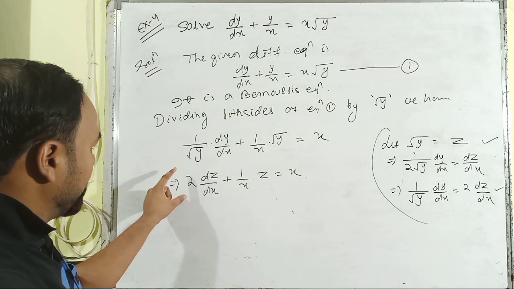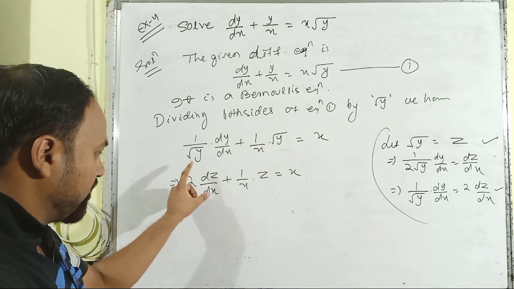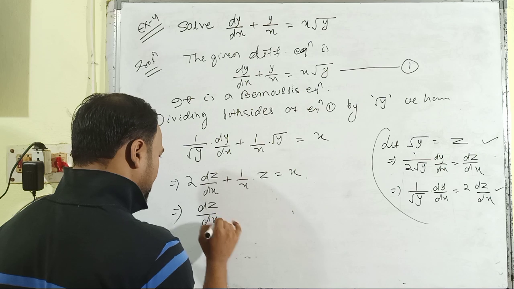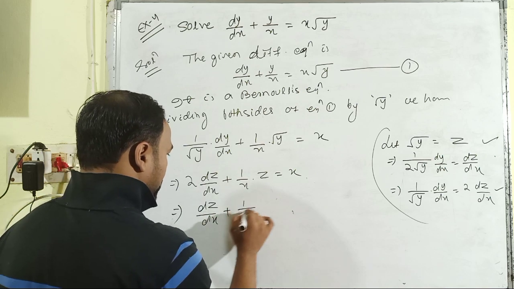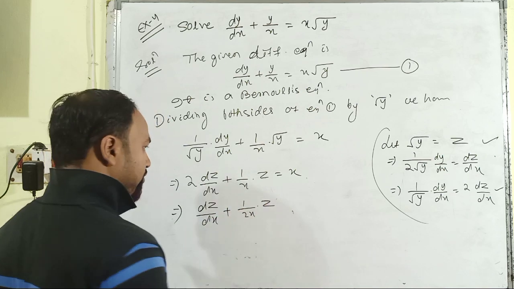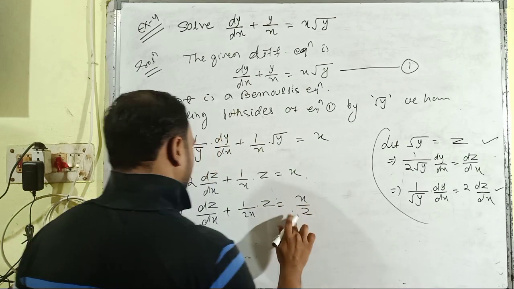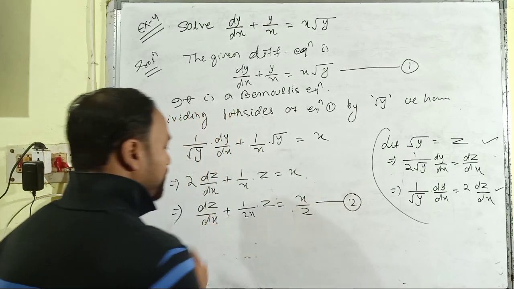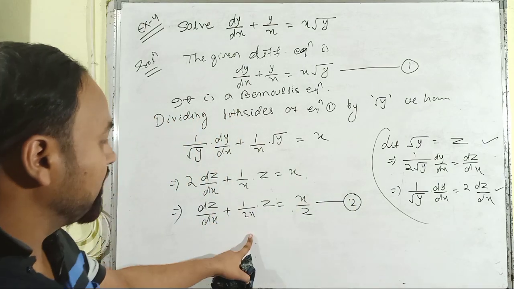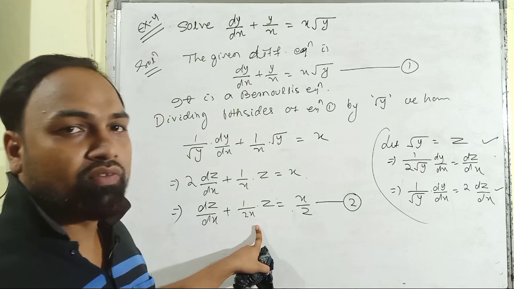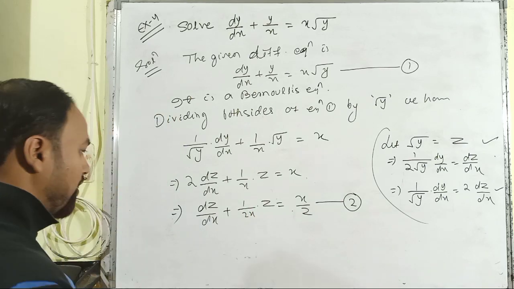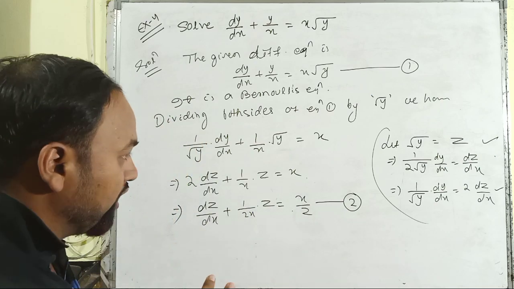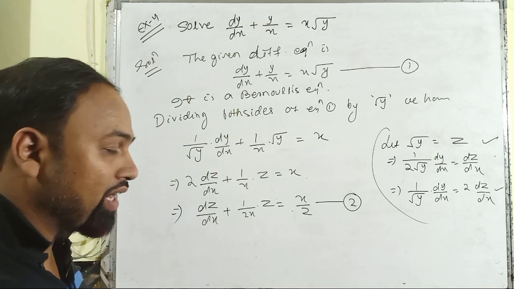Then multiplying both sides of this equation by 1 by 2, it is dz upon dx plus 1 upon 2x multiplied with z is x by 2. And you can see that this is equation number 2, because this is in the form of a linear differential equation. This equation is in the form of a linear differential equation, and we have to go through the evaluation of the integrating factor here.